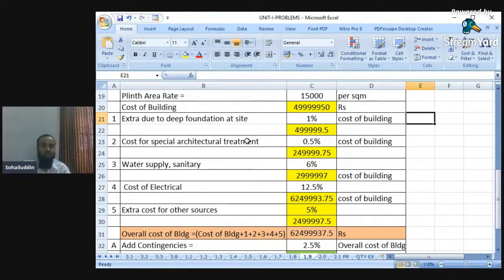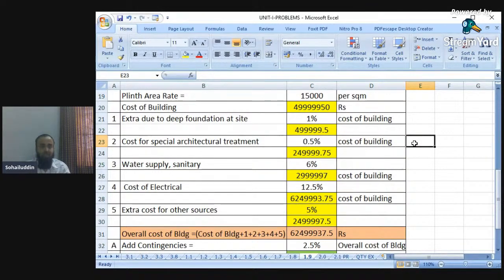Again, cost of special architectural treatment as usual. We have seen 1% in the last problem, but here it is 0.5%. It again depends upon the experience of the staff who are calculating or finding out the cost of the building, or the estimation of the building.